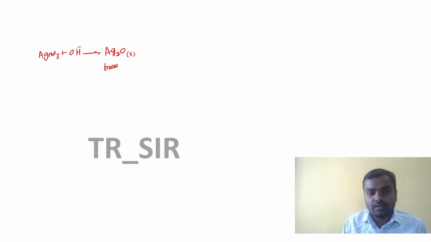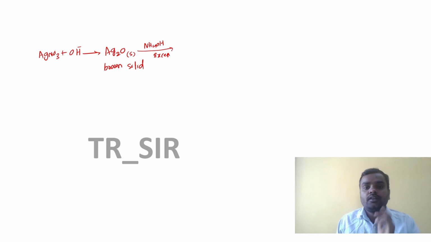So, what will happen here? We take silver nitrate solution and treat it with a base. When you treat with the base, we will be forming Ag2O solid. This will be a brown solid. Now, to this brown solid, you add excess ammonium hydroxide.